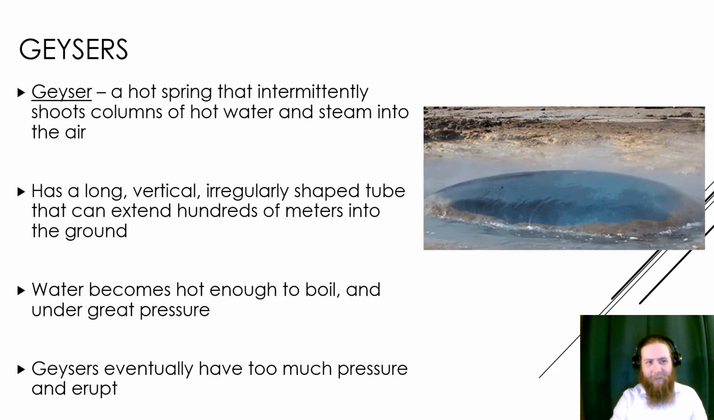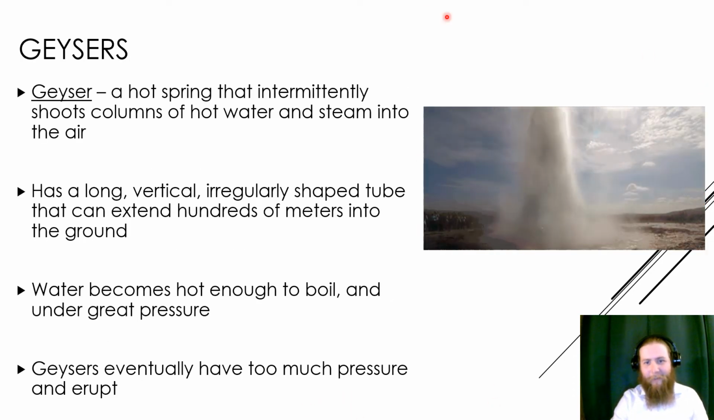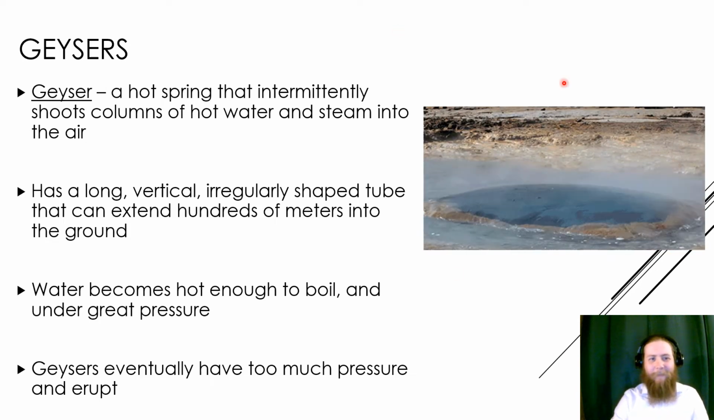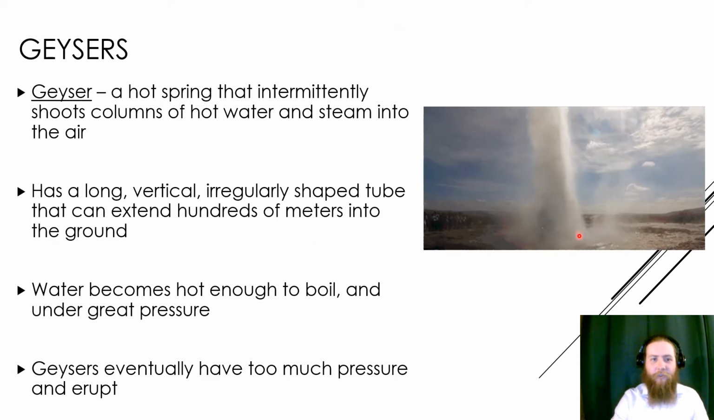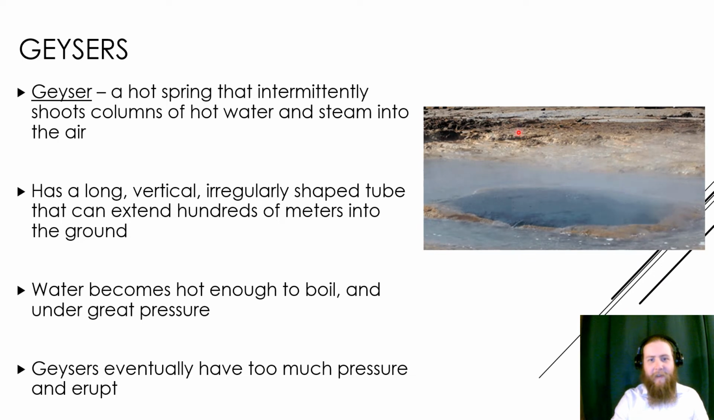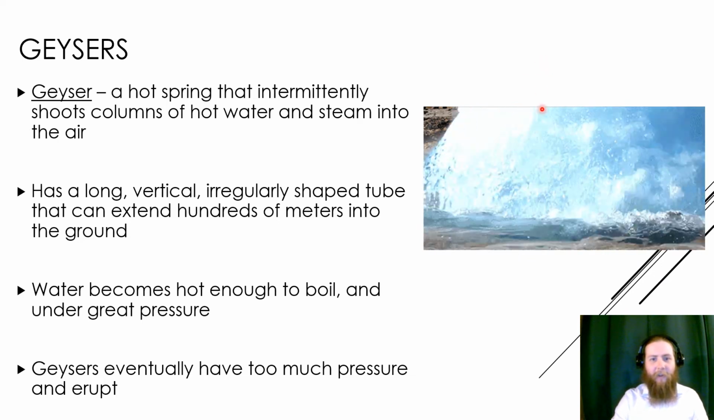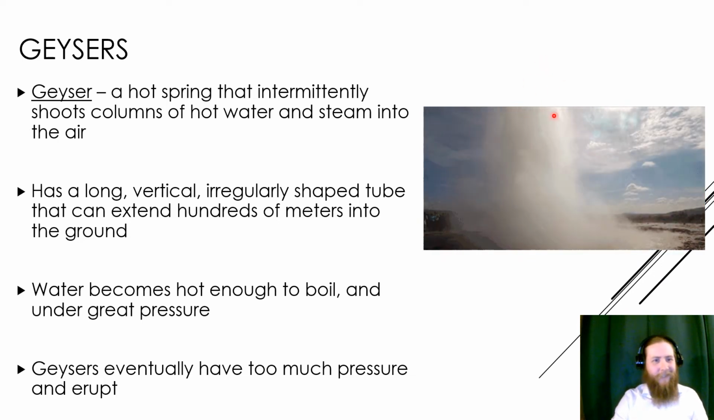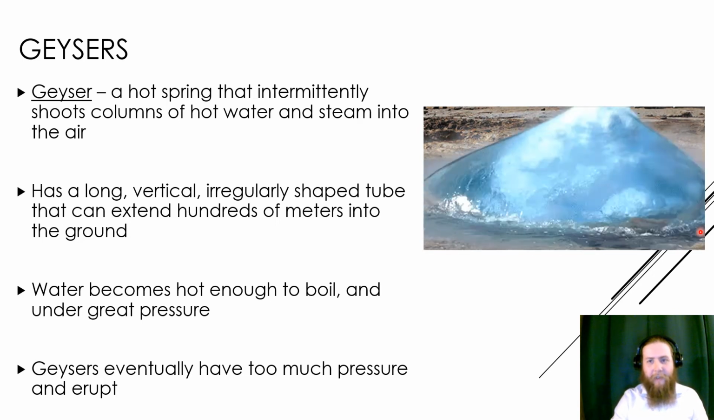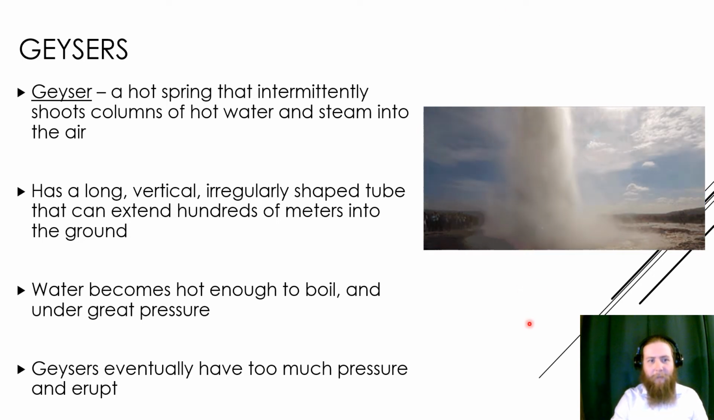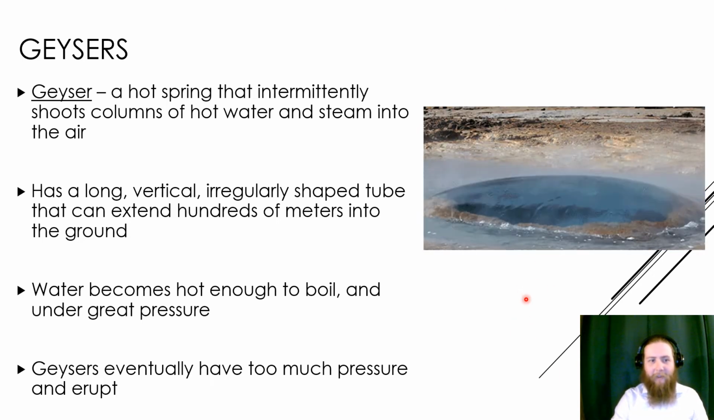All right, geysers. Once again, another Yellowstone Park feature here. These are hot springs. They're intermittently shooting this hot water and steam into the air. So they're not just hot springs, they're also hot springs that erupt. They have underneath the ground here a long, irregularly shaped tube that's going way down into the ground.